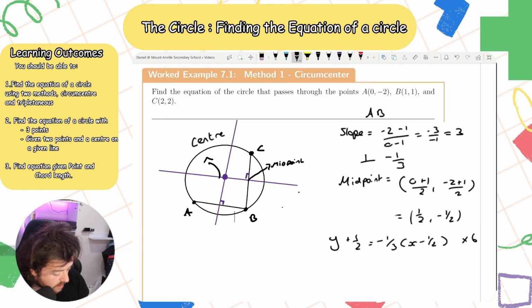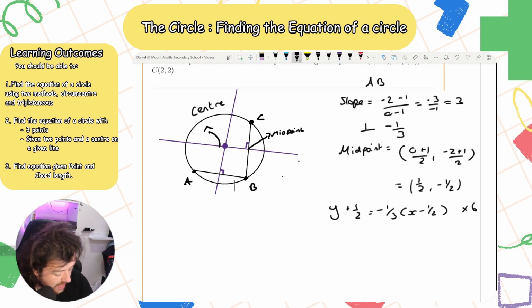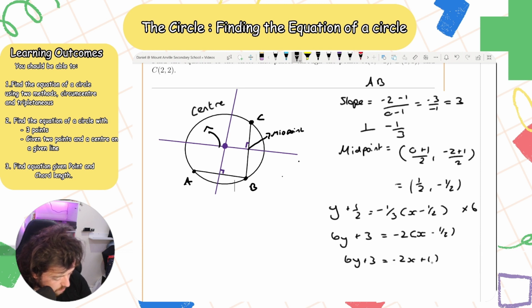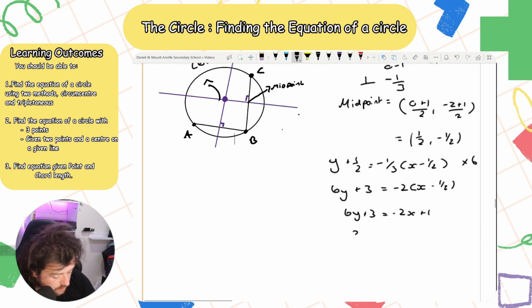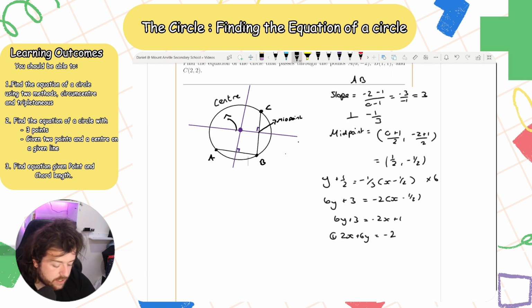I'm going to multiply across by 6 to get rid of my half and my 3. So 6y plus 3 is equal to -2 times (x minus a half). 6y plus 3 is equal to -2x plus 1. Then bring everything over to one side: 2x plus 6y is equal to -2. That is my first equation, the perpendicular bisector of AB.